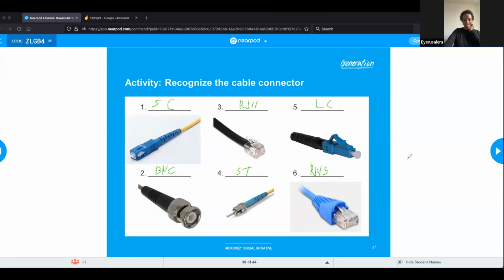So UTP, unshielded twisted pair. Okay. But very good, RJ45 connector. Excellent.